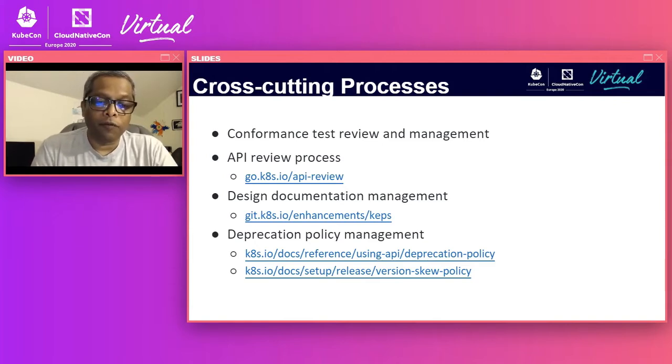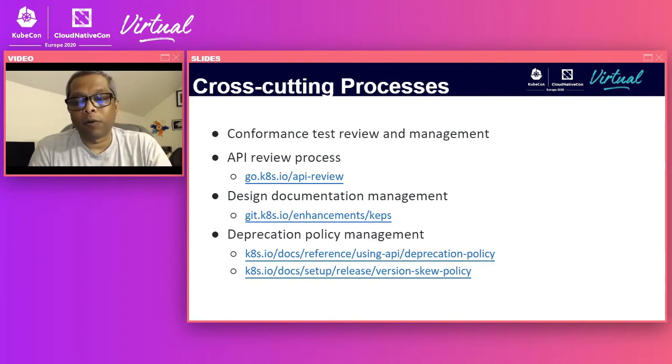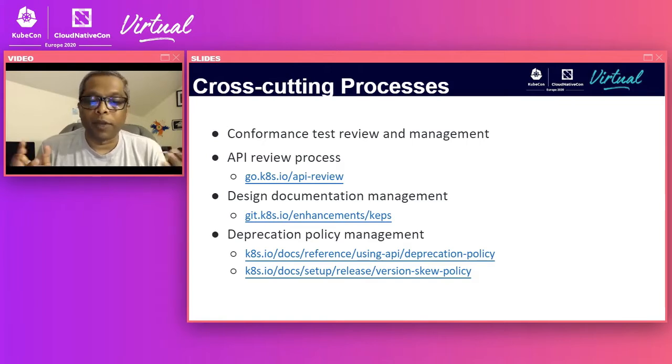We rely on API review to help us a lot with backwards compatibility, as well as forward progress, like simple things like, okay, does the field have to support multiple things, like IP addresses, right?